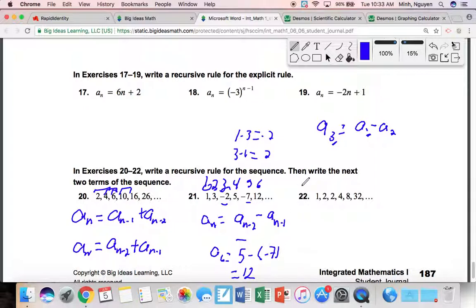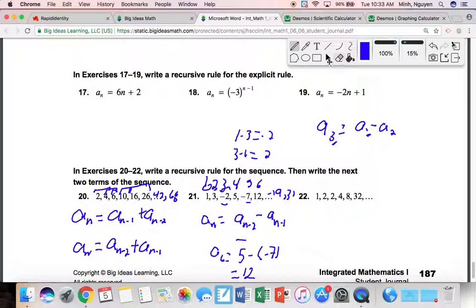Then write the next two terms. So we have 16 plus 26 is 30, 42. 42 plus 26 is 68. -7 minus 12 is -19. And 12 minus -19 is positive 31.